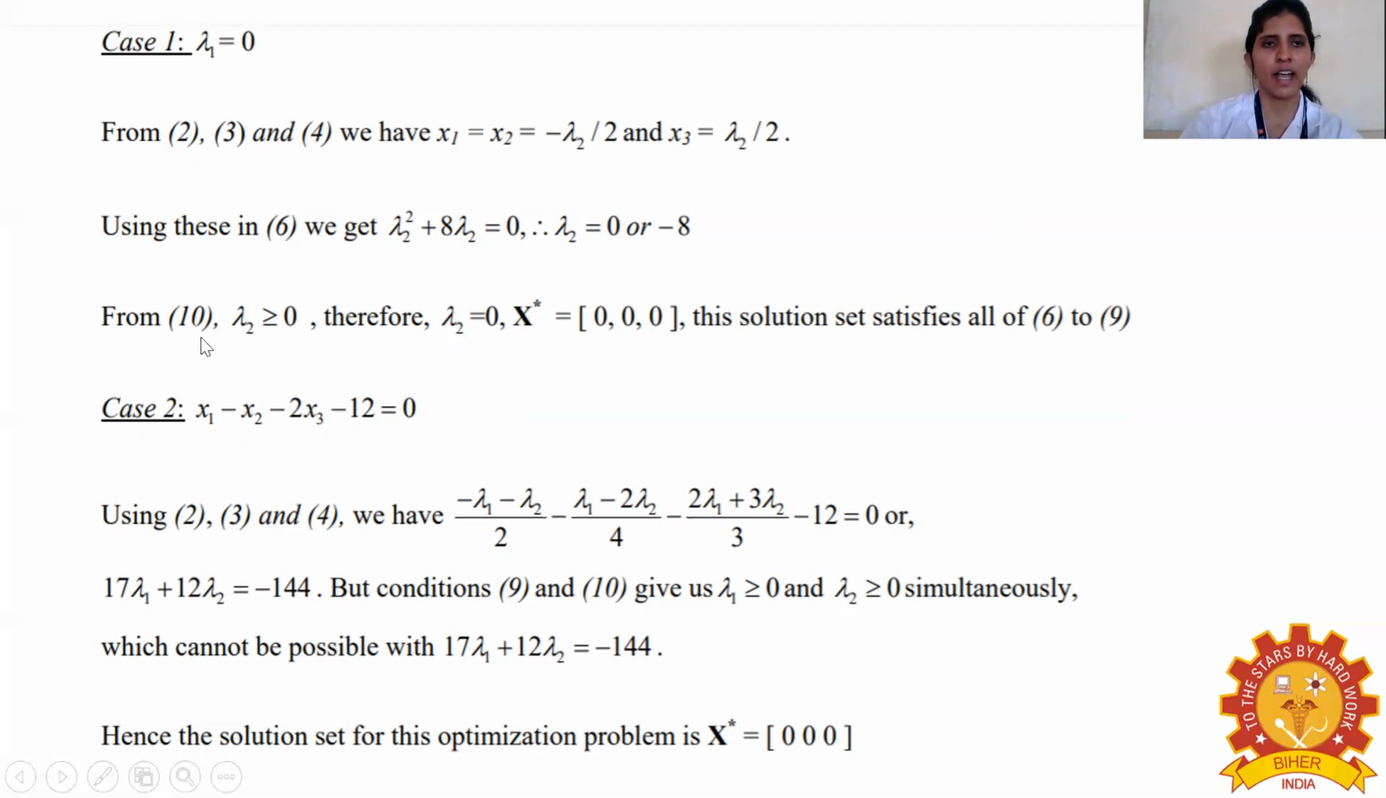Okay, so this is one case, and the next case would be, we have to substitute x1 minus x2 minus 2x3 minus 12 to be equal to 0, and using equations 2, 3 and 4, we will be getting these values as follows, or we'll be having 17 lambda 1 plus 12 lambda 2 to be equal to minus 144. But the conditions in equations 9 and 10 give us lambda 1, lambda 2 to be greater than or equal to 0, right? So which cannot be possible with this given constraint. So hence the solution set for this optimization problem is x star equal to 0, 0, 0.